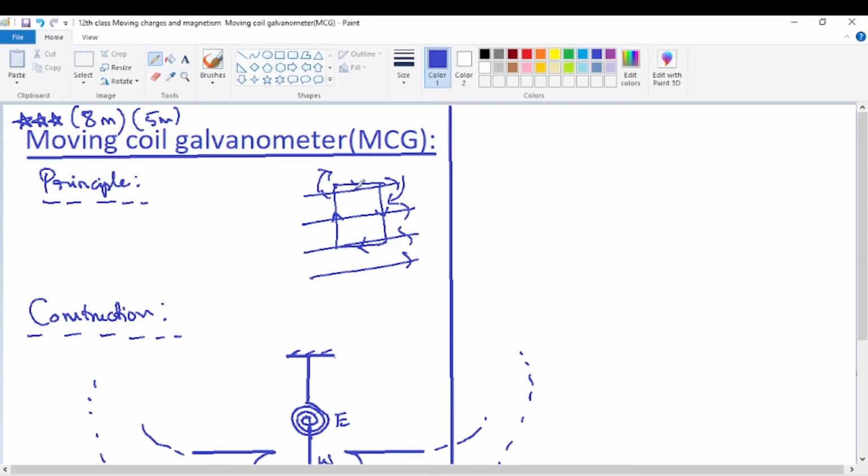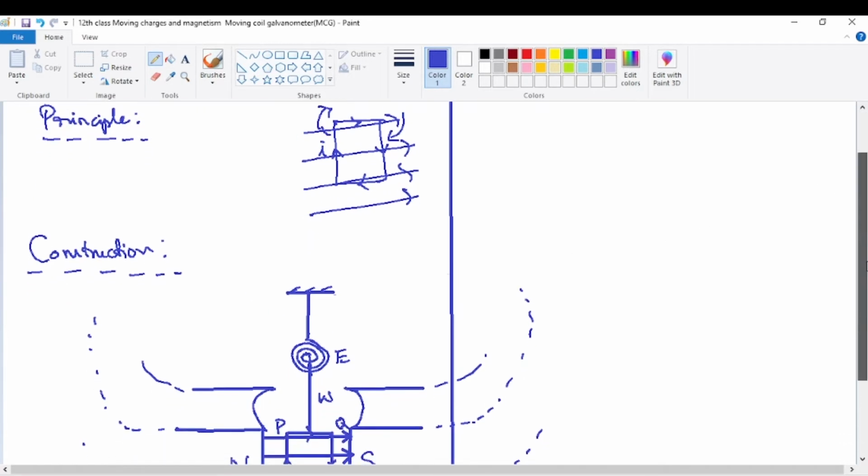By measuring the angle of deflection, the angle through which it rotates, it is possible to measure how much current is passing through the coil. That's the basic method by which a moving coil galvanometer works. So the basic principle is: a coil carrying current placed in a magnetic field experiences a turning effect. That's the basic principle on which the moving coil galvanometer works. Now, construction. I have already drawn the diagram.